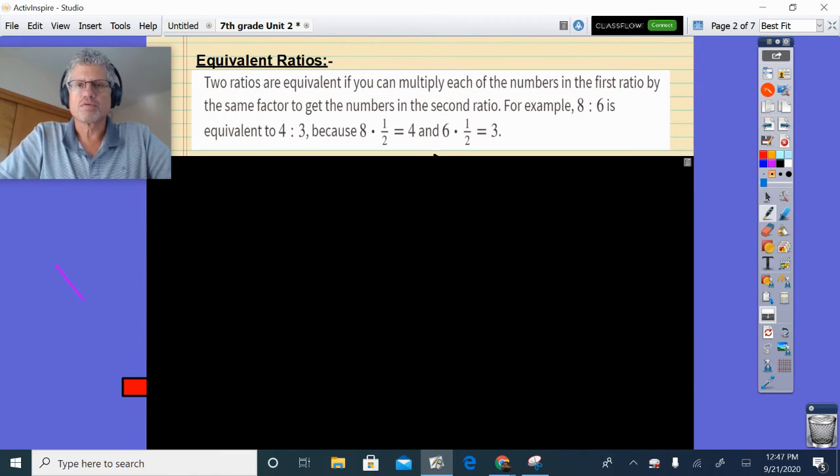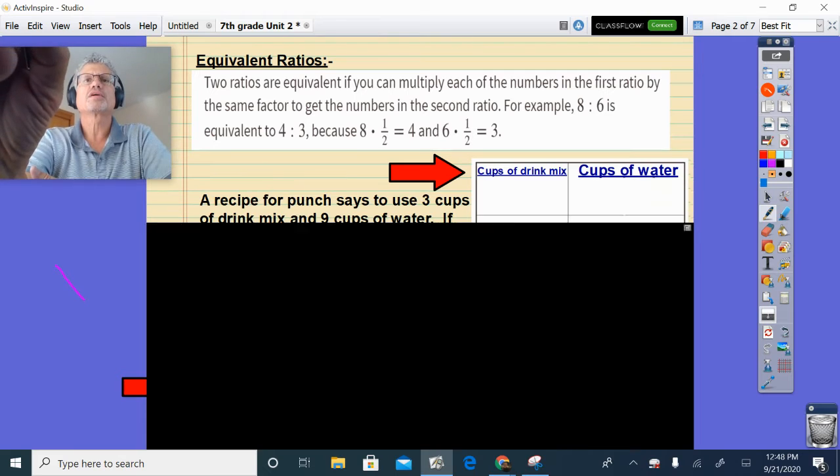The definition again of equivalent ratios: two ratios where the numbers in the first ratio are multiplied by the same factor to get the numbers in the second ratio. And now we're going to start talking about ratios and describing them in tables and in double number lines.